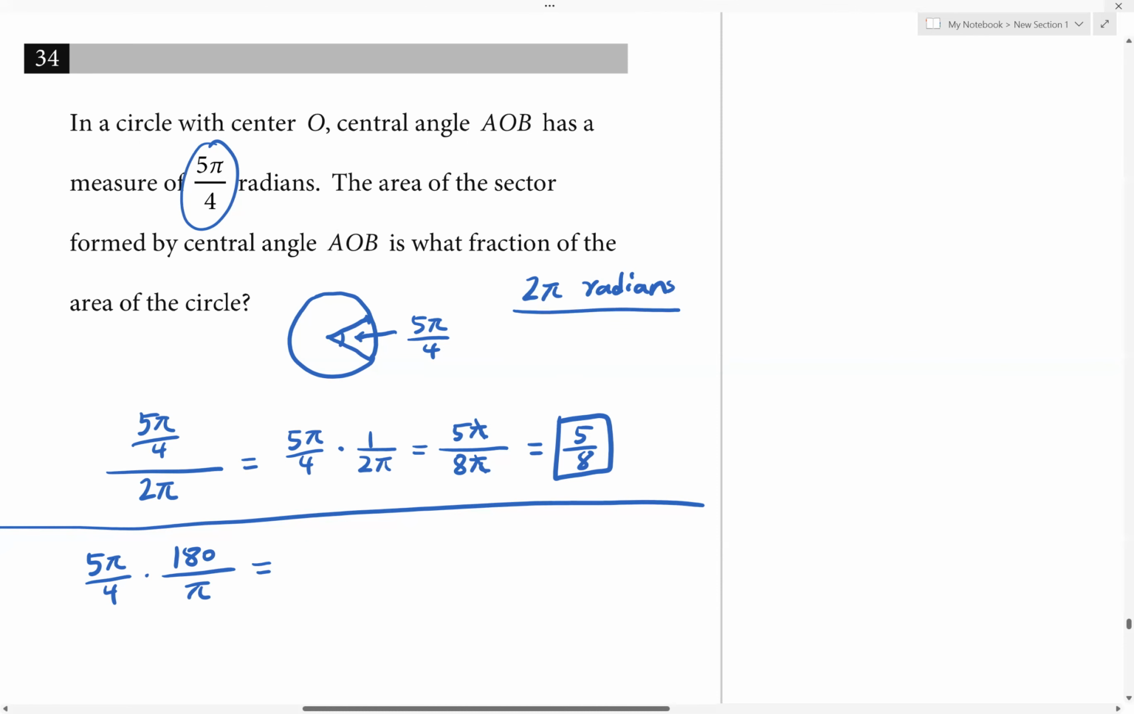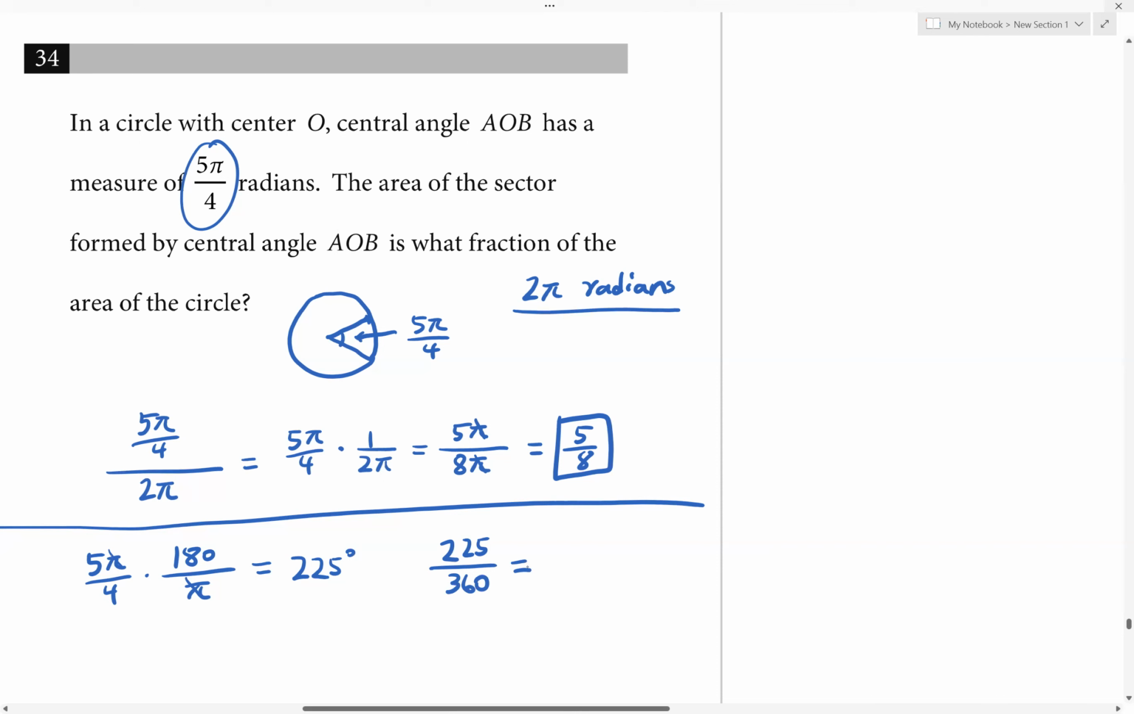If you multiply this out, the pi cancels, and we get 180 times 5, divided by 4, which is 225. So this equals 225 degrees. So we know the angle measure is actually 225 degrees. My drawing is way off. It's actually a much bigger sector. So with 225 here, we know the whole circle is 360 degrees, right?